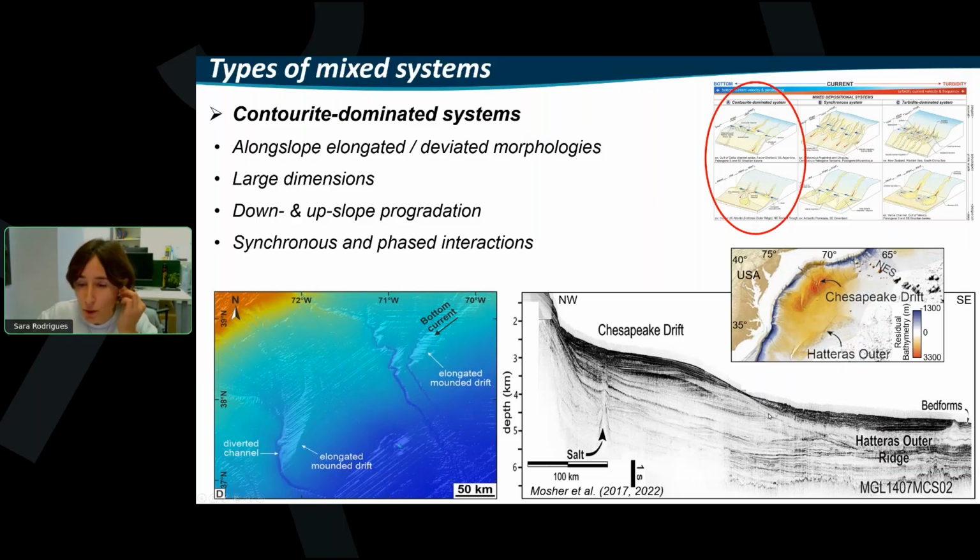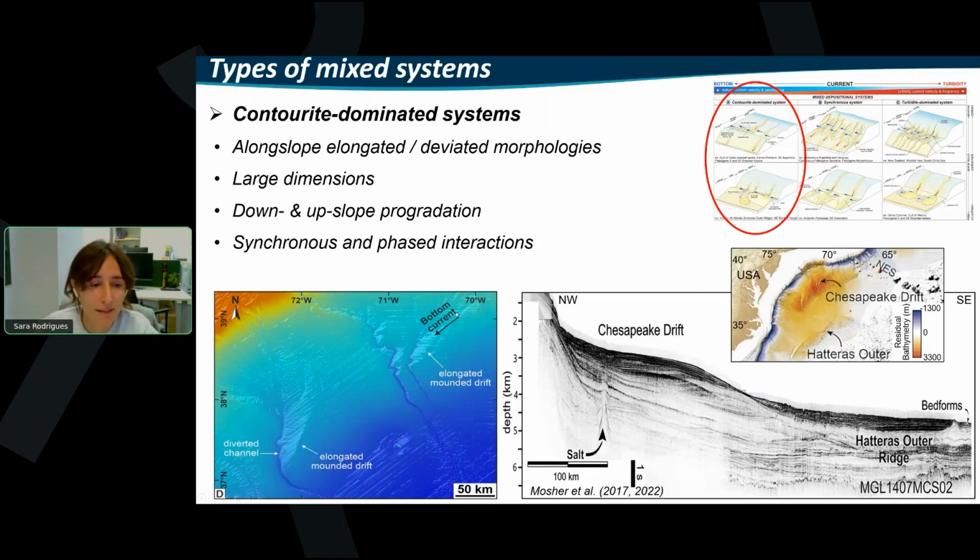In addition, if you look at them in the seismic line, you can tell right away that the geometry of the mounded drift is quite similar to what you see in contourite systems. So they are vertically aggrading stacks. They might prograde a little bit upslope, but they do not shift laterally or downslope like you see in other cases. And this is particular for contourite-dominated systems.